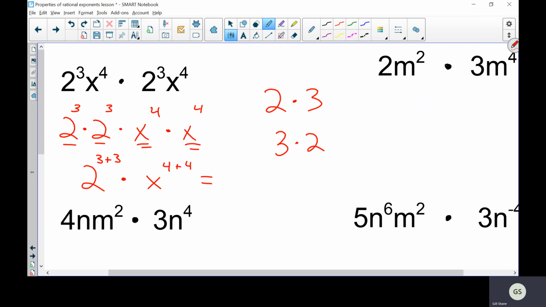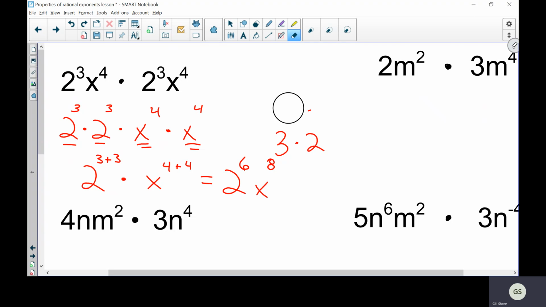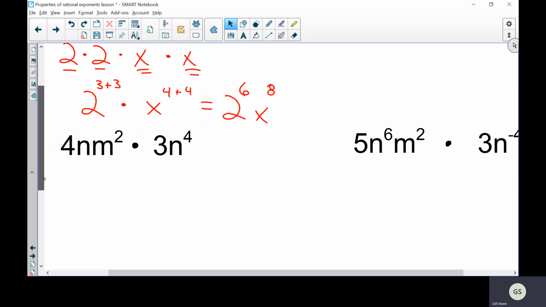So now my final answer, just combining it all together, is 2 raised to the 6th power, x raised to the 8th power. So there's an example you'll be able to use when you're doing your worksheet. Again, you're just looking for common bases. Now in this one down here, what's our common base?